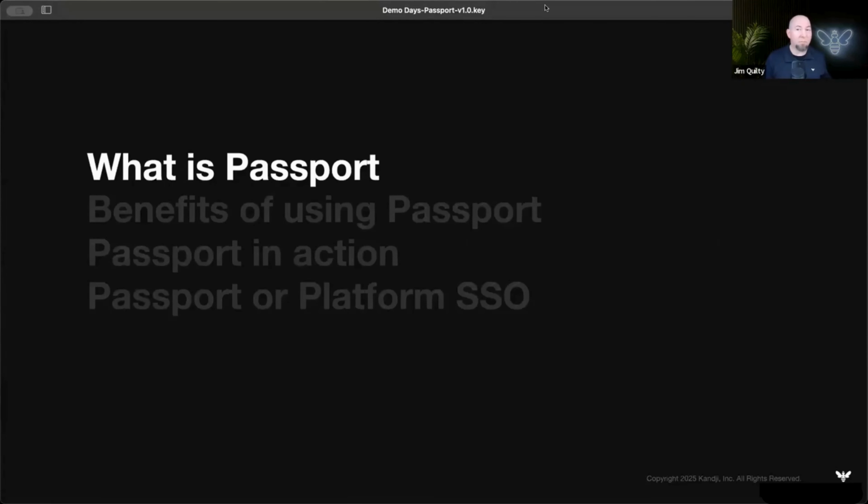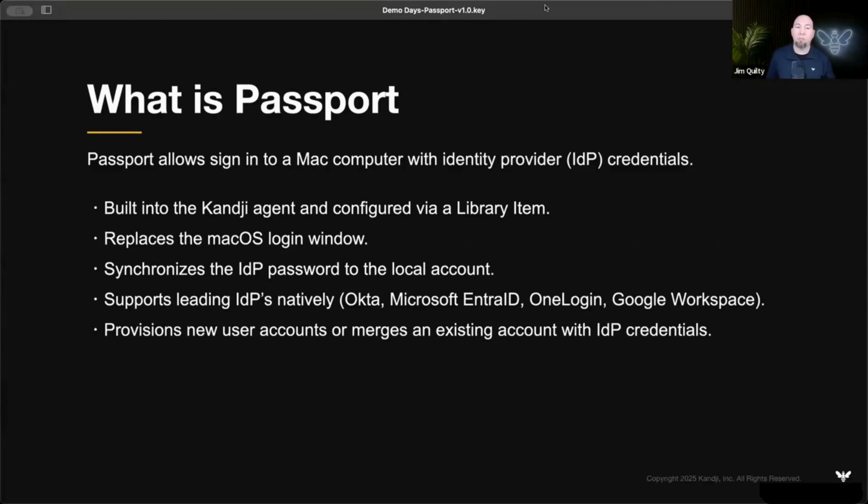So, what is Kandji Passport? Passport allows users to sign into their Mac computers using identity provider credentials. It's a native part of the Kandji agent that you configure via a library item. It replaces the default macOS login window and synchronizes the identity provider password with the local account. Several leading identity providers are supported natively, including Okta, Entra ID, OneLogin, and Google Workspace. It works with both new computers going through automated device enrollment and already set up computers that have existing accounts on them.